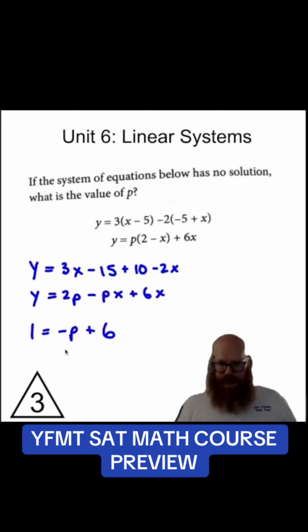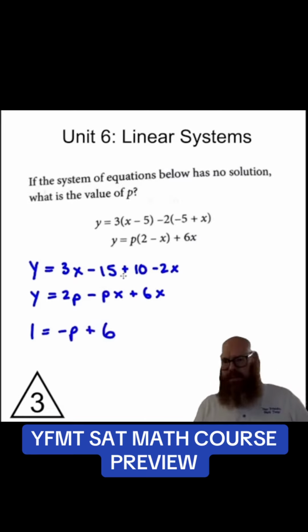And if I do that, I know the slope of this has to equal the slope of this so that we have a pair of parallel lines. Now I can solve this pretty easily. Add the p over, subtract the 1, and I get p equals 5, and then that just is our answer.